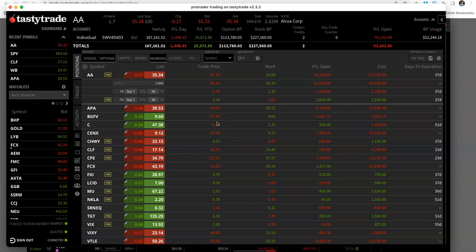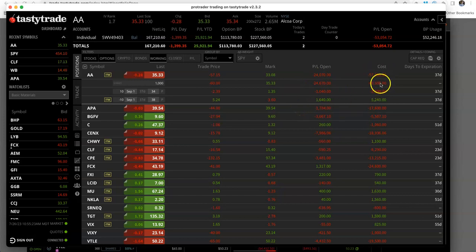And once you get there, it's not too bad, right? We can deal with that. That's not too crazy to read. It'll take a little tiny bit of getting used to, but it's pretty easy. So these are the most important. These are the three most important right here. Trade price, mark, P&L open. The rest of them, just audios.